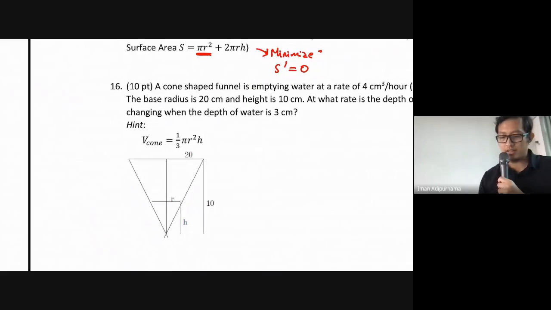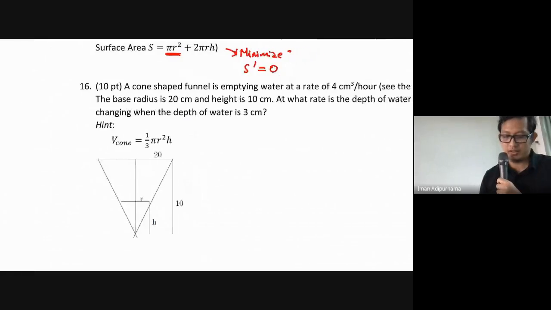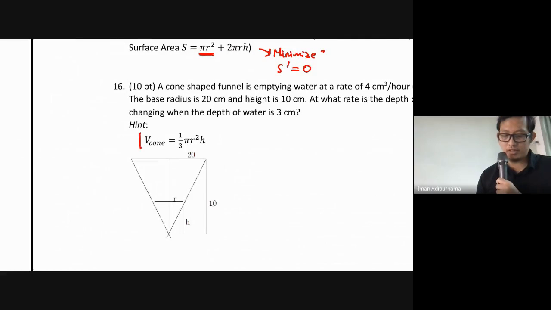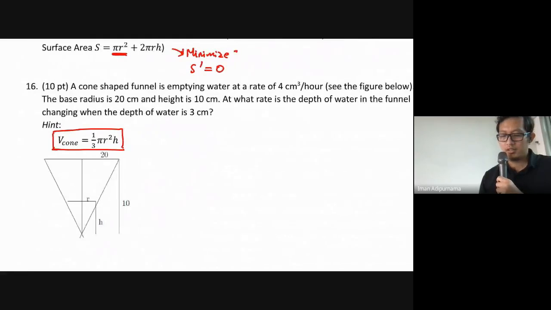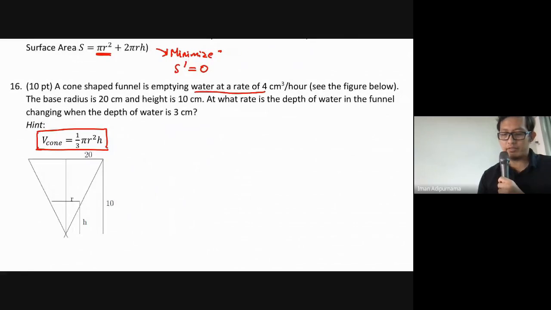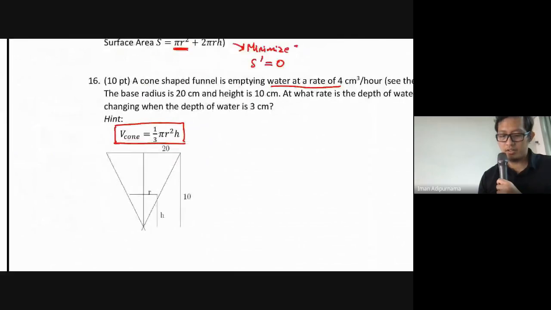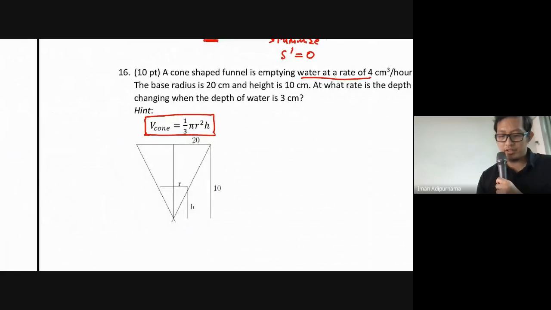And I think number 16 is interesting. You have a cone, okay? You have a volume of cone. I gave this volume here. So a cone is emptying water at a rate of 4 centimeter cubed per hour. The base radius is 20, and the height is 10.